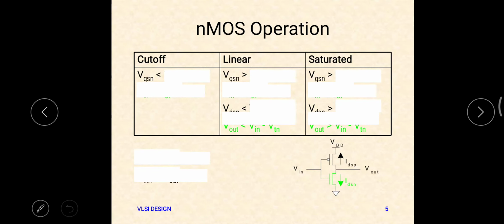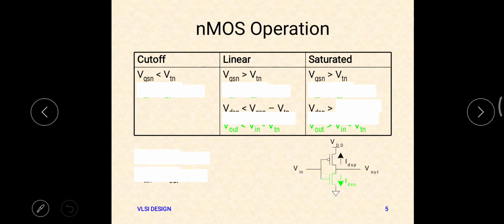So we all know the operating regions of transistors are cutoff, linear and saturation. In all three cases there are two different voltages. One is called the gate source voltage, the other one is the drain source voltage. In the cutoff region the gate source voltage is lesser than the threshold voltage. In the linear and saturation regions the gate source voltage is greater than the threshold voltage.